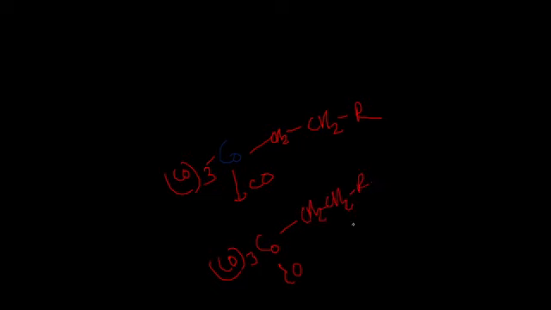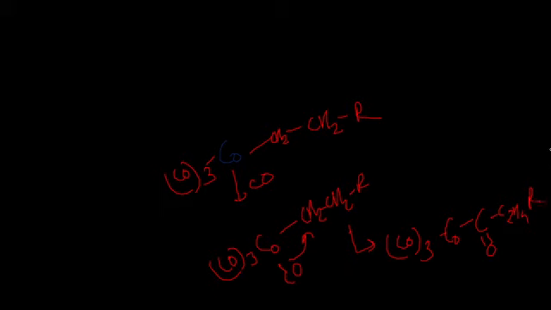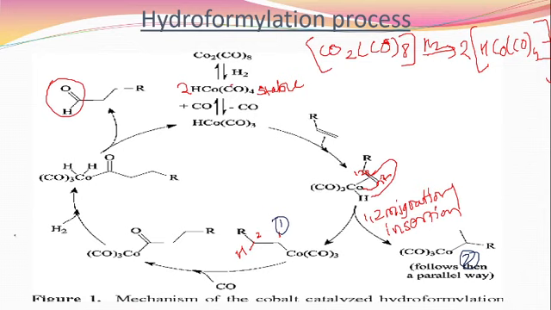Then next, what happened? This carbonyl inserted into this compound, and it becomes CO3. This is cobalt, and the carbonyl is inserted in between cobalt and the alkyl group, like this manner. This is the carbonyl which is attached here. At that time this carbonyl is inserted. This is a carbonyl insertion, and here this becomes the CO CH2 CH2R compound.